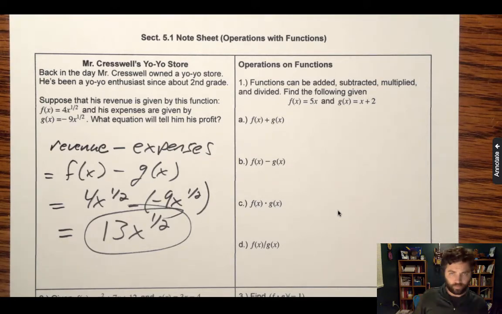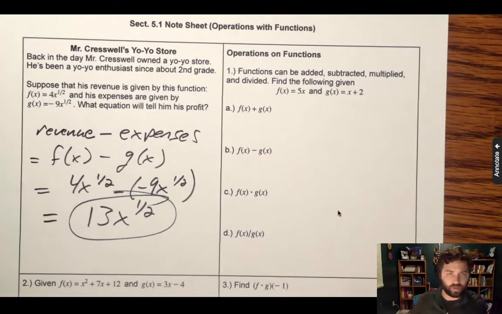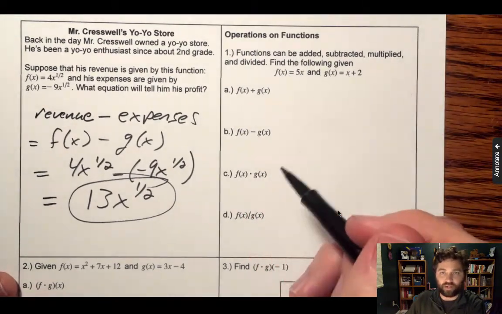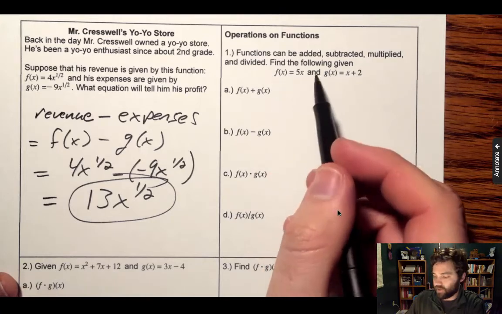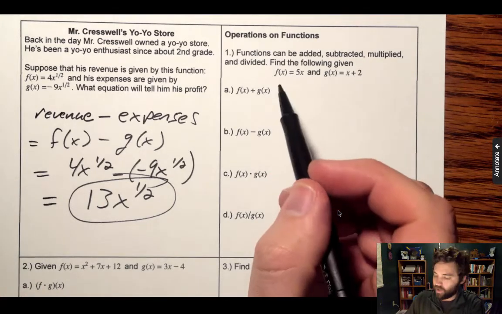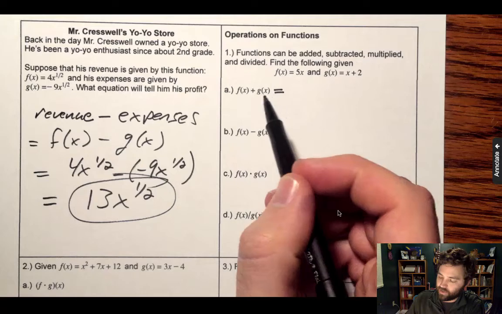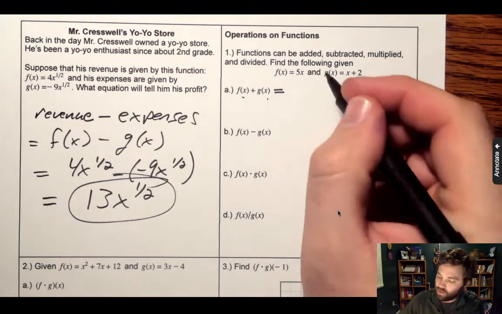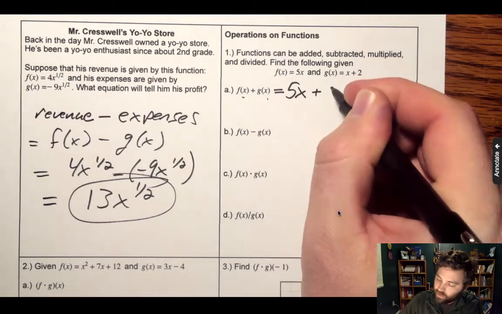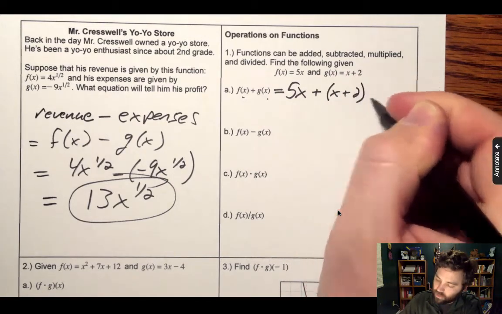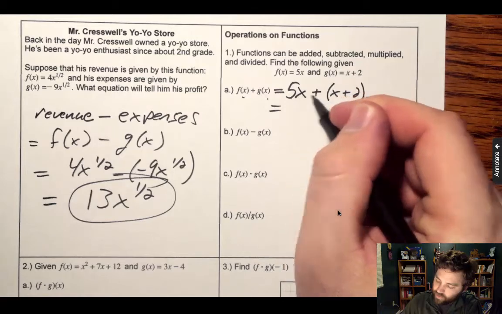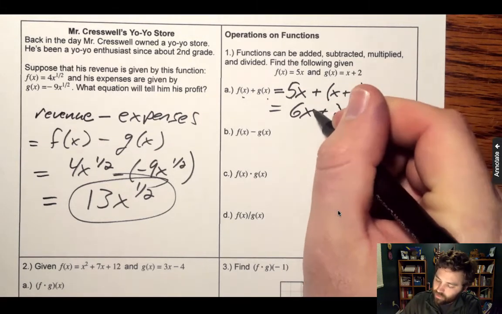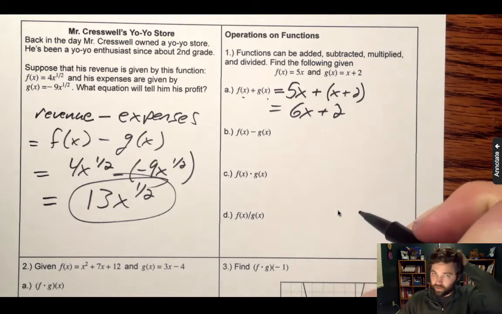Okay, so let's just jump right into an example here. Functions can be added, subtracted, multiplied, and divided. Find the following given f of x equals 5x, g of x equals x plus 2. So f of x plus g of x, that's just going to be substituting in for f and g, the functions that were given. So that's 5x plus x plus 2. Combine like terms here. 5x plus x is 6x plus 2. And that's it.